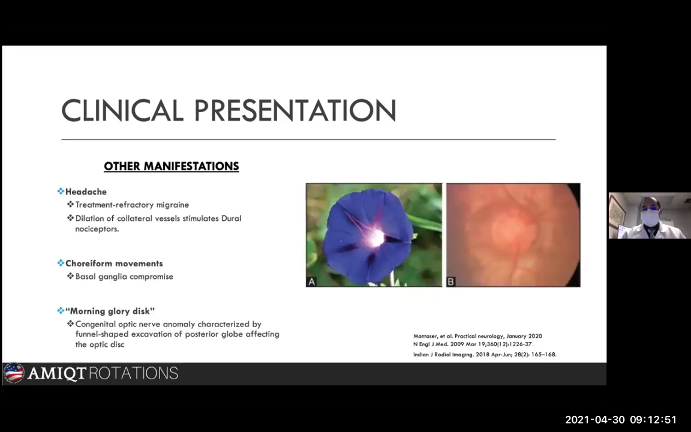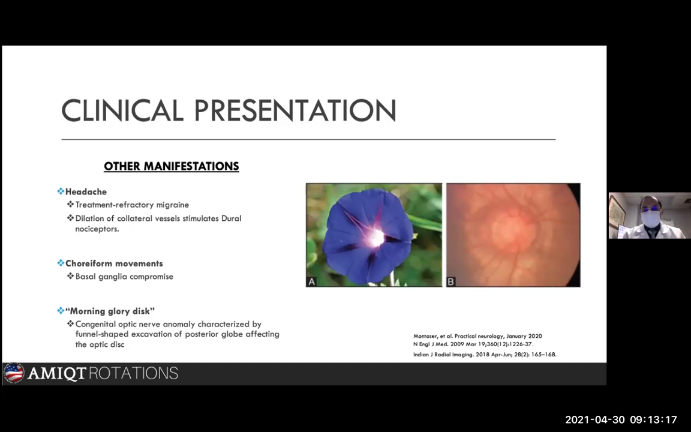Other important manifestations include headaches, which are migraine type headaches that do not respond to medical treatment. And they are caused by the dilated collateral vessels that will stimulate dural nociceptors. Other presentations are choreiform movements when there is a compromise of the basal ganglia.